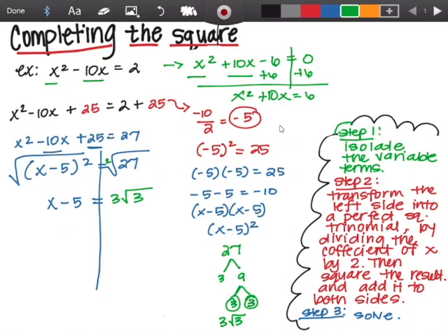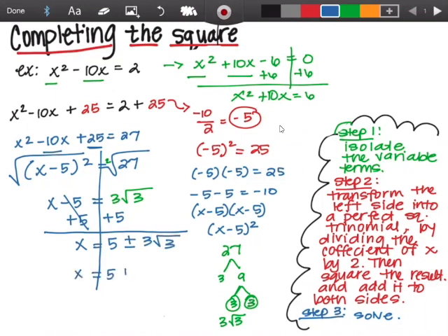And we're not done because we are still trying to get x by itself, so we're going to add 5 to both sides. Now remember, we cannot add 5 to 3 times the square root of 3 because they're not like terms. So we would end up with x equals 5 plus or minus 3 times the square root of 3. You could also write it as x equals 5 plus 3 times the square root of 3 and 5 minus 3 times the square root of 3. You could either do it this way, or you would have to do both of these. All right.